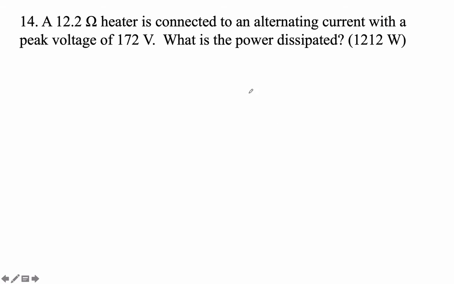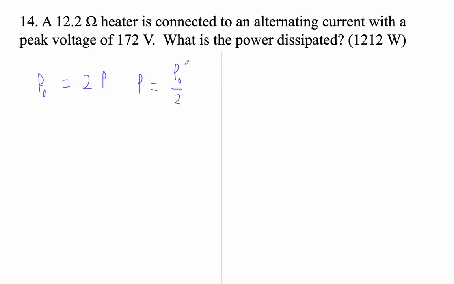Okay, I'm going to solve this two different ways. The first way is I'm going to use the idea that the peak power is twice the average power, or I think in the data packets, average power is peak power divided by 2. Now, this is the resistance. There is no peak resistance or anything. It's just the resistance.